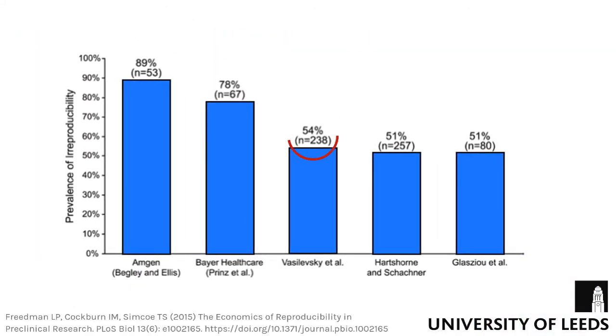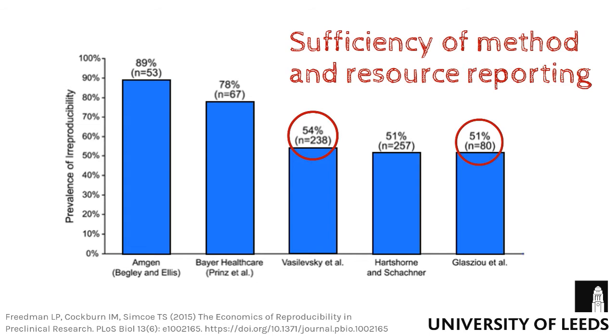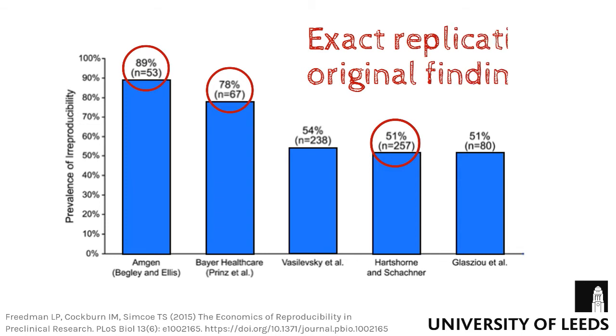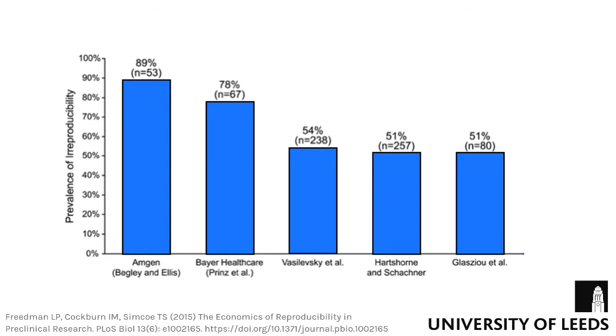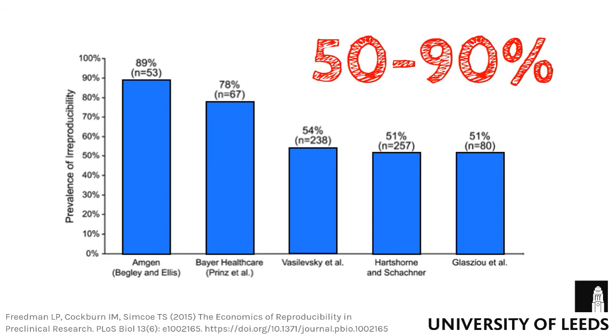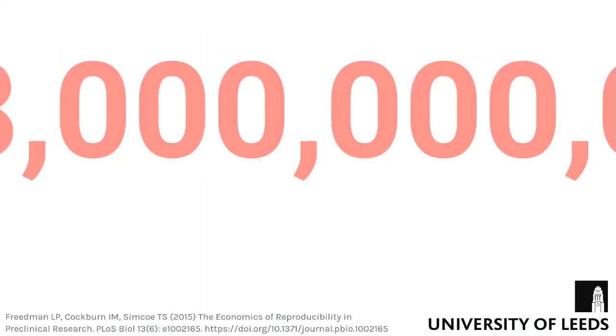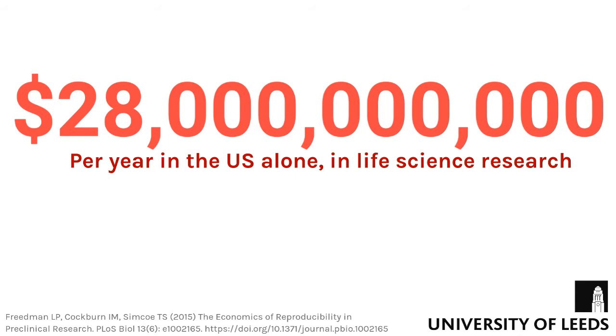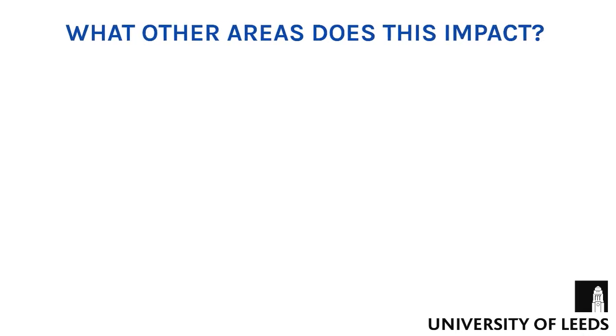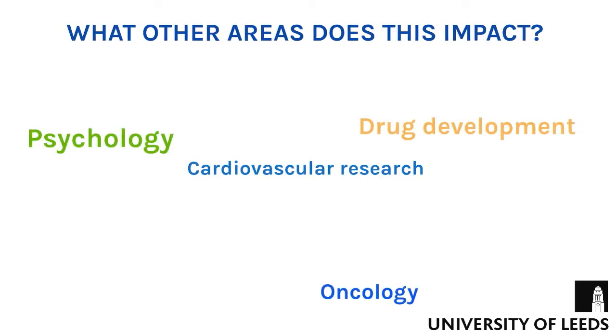The studies based on the sufficiency of method and resource reporting found, on average, lower irreproducibility estimates, whereas studies based on the exact replication of the original findings showed higher estimates on average. This gives a range from 50 to 90%. These papers and others were collated by Freedman et al. in 2015. Using a 50% irreproducibility level, they estimated a cost of $28 billion per year, wasting time and resources, and slowing the progress of research. Issues in reproducibility affect many other areas of science.